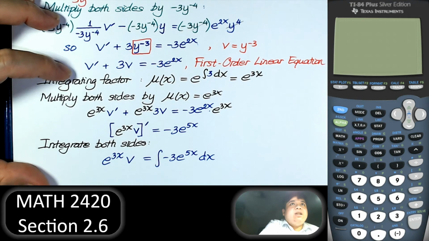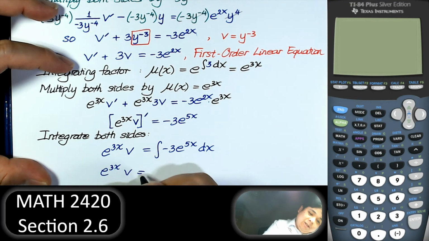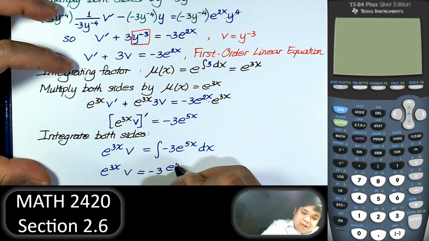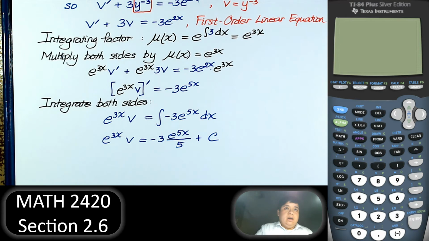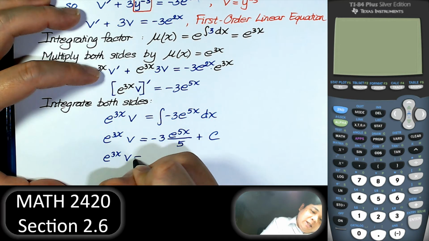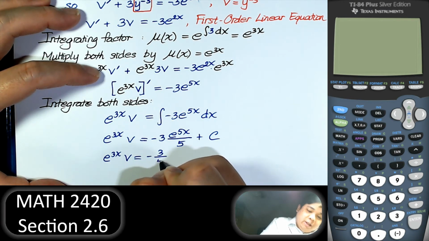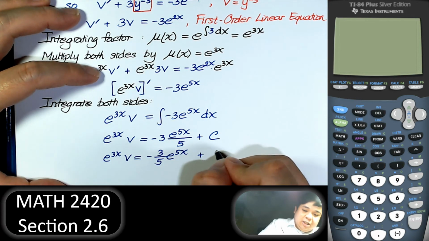Right, that's easy. It is negative 3 e to the 5x over 5 plus c. So let's rewrite this a little bit: e to the 3x v equals negative 3/5 e to the 5x plus c.